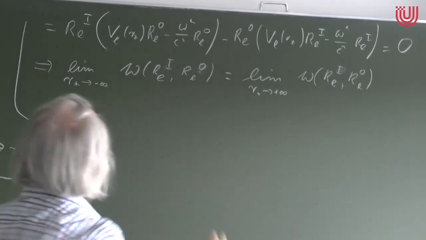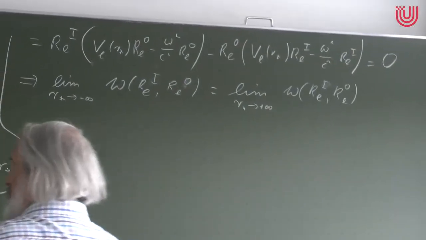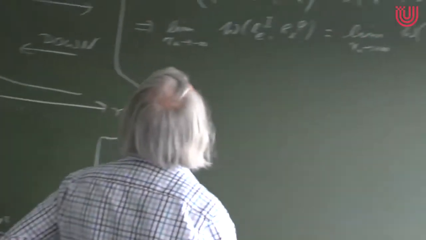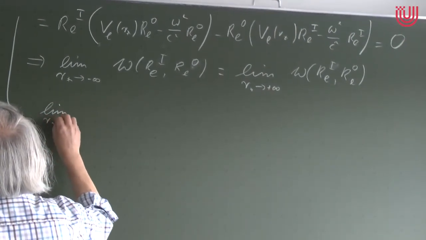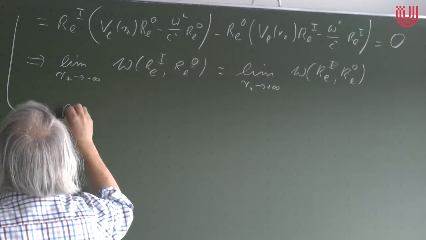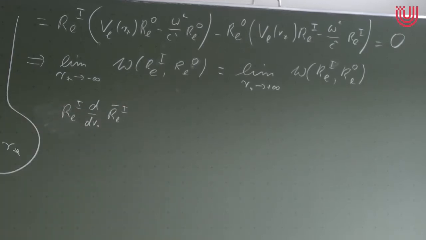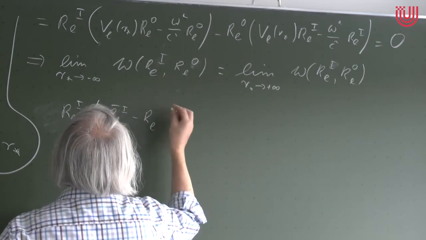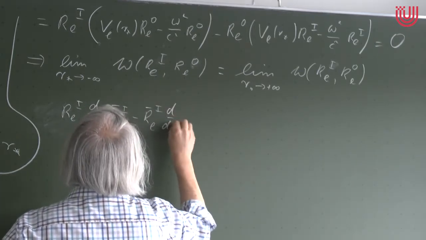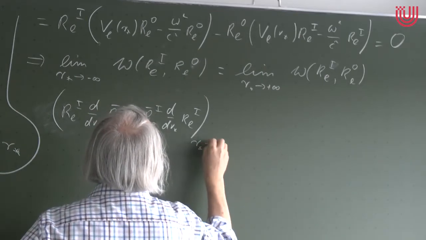Okay, that's it. And we have asymptotic expressions. We don't have explicit expressions for these functions, but we have asymptotic expressions, so I can use these asymptotic expressions to evaluate this limit. And then the situation is simplified by this relation. R_L^out is just the complex conjugate of R_L^in, so this I will also use. So I write down this determinant. So this is R_L^in d by dr star R_L^out, and this is R_L^in complex conjugate, minus R_L^out, which is R_L^in complex conjugate, d by dr star R_L^in. And I have to take this for r star to minus infinity.